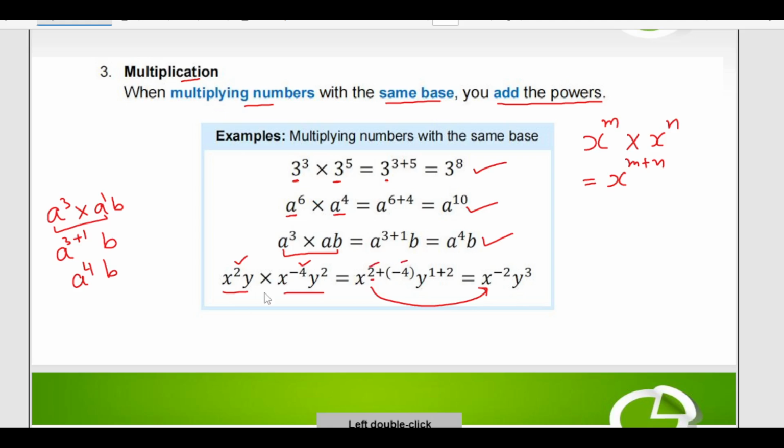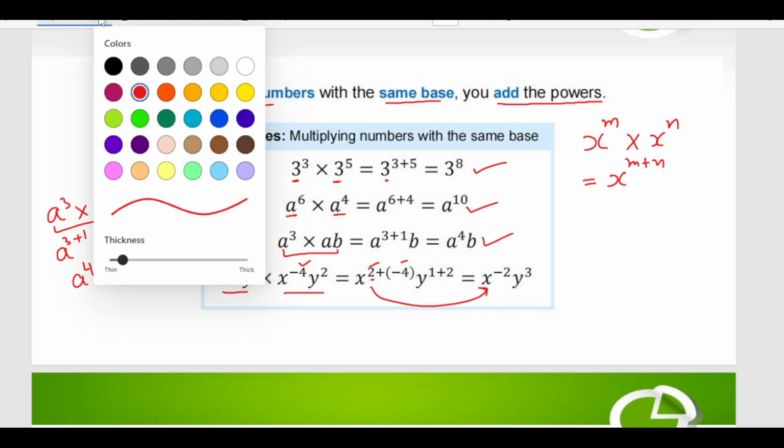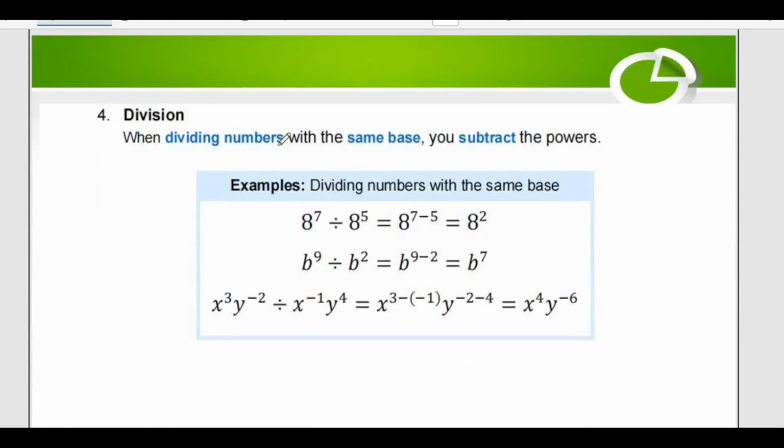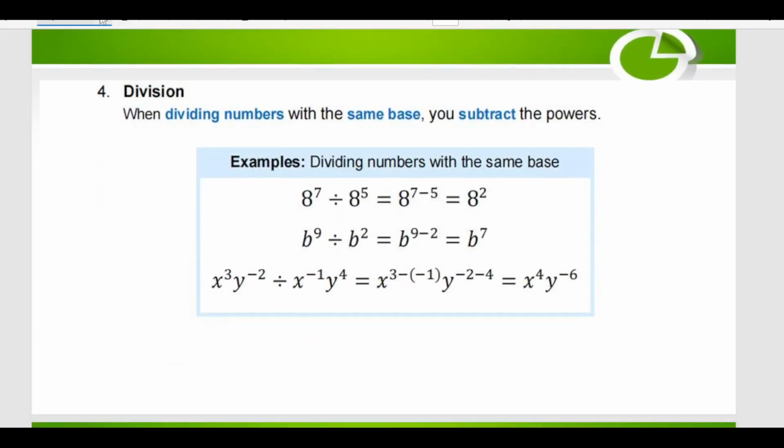Now, going for y, look at the powers of y. Here y is 1, here y is 2. The base is the same, y and y, so we are going to add the powers. So, it is 1 plus 2, that gives us y power 3, right. So, let us repeat this. When you multiply numbers with the same base, you add the powers, right. Now, let us move to the next rule, division. So, we have division here.